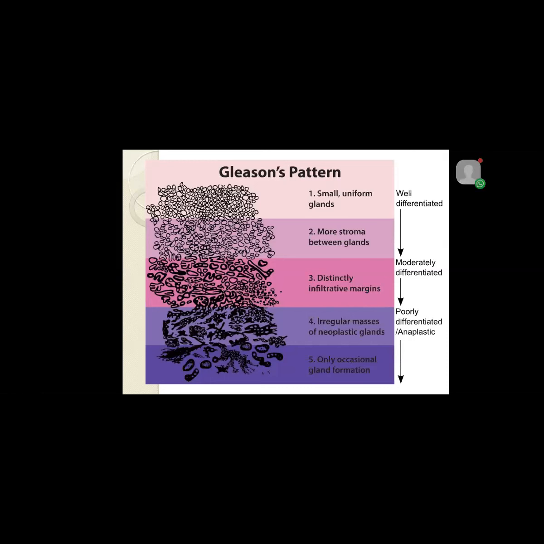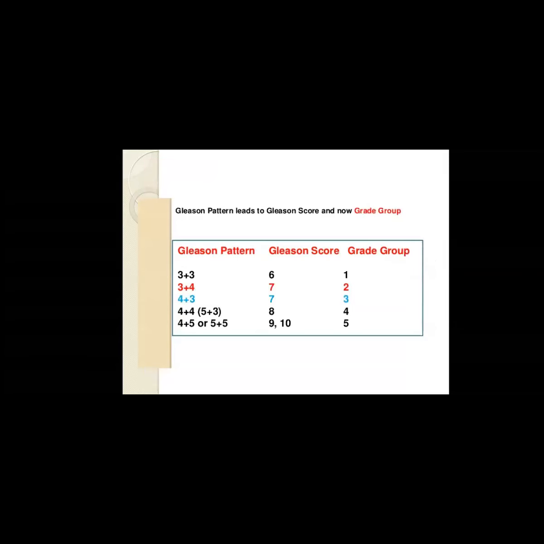Like they will not be, glomerular pattern will be there, poorly formed glands. And pattern 5, only occasional gland formation. You have to search for any gland formation. They'll be poorly formed. You cannot find any gland as such. They'll be very poorly formed. Okay, so based on that pattern, you give a score for that and then you grade it.